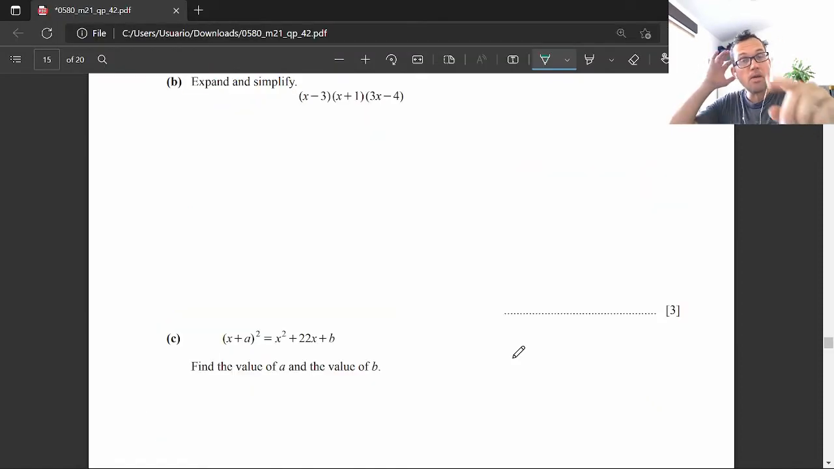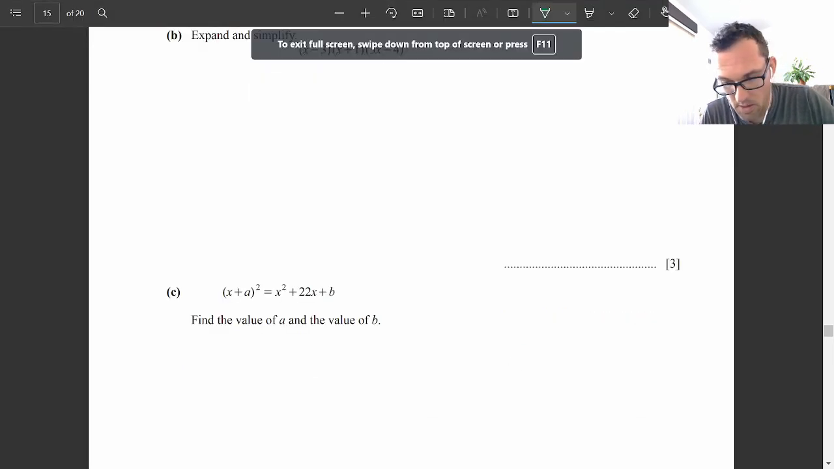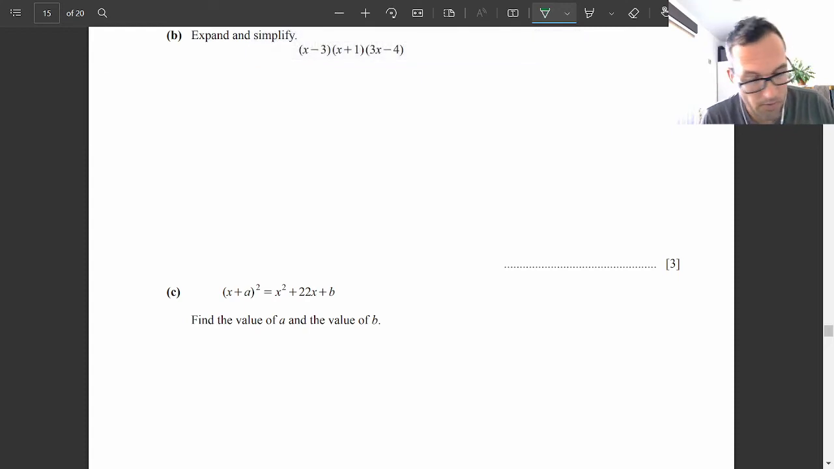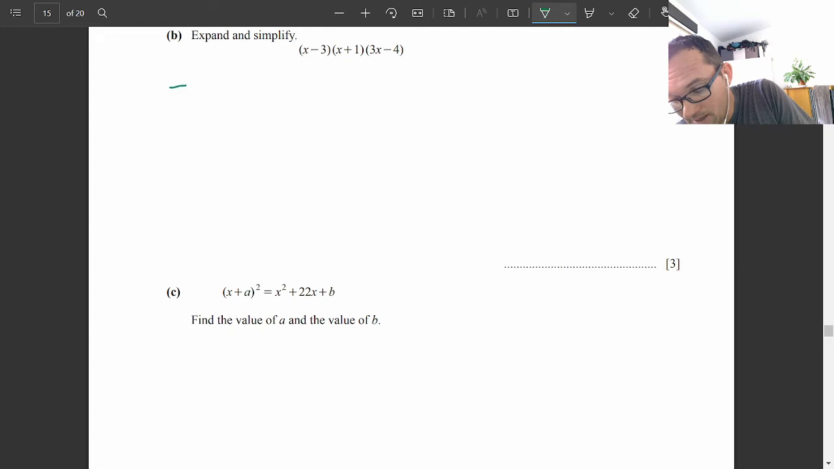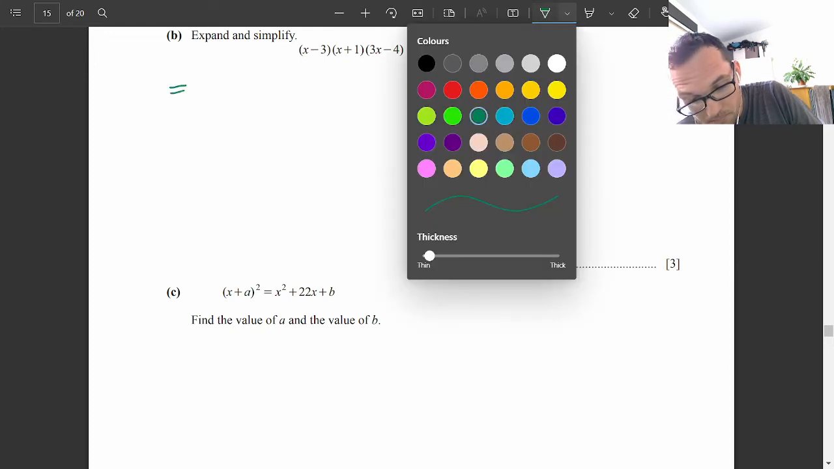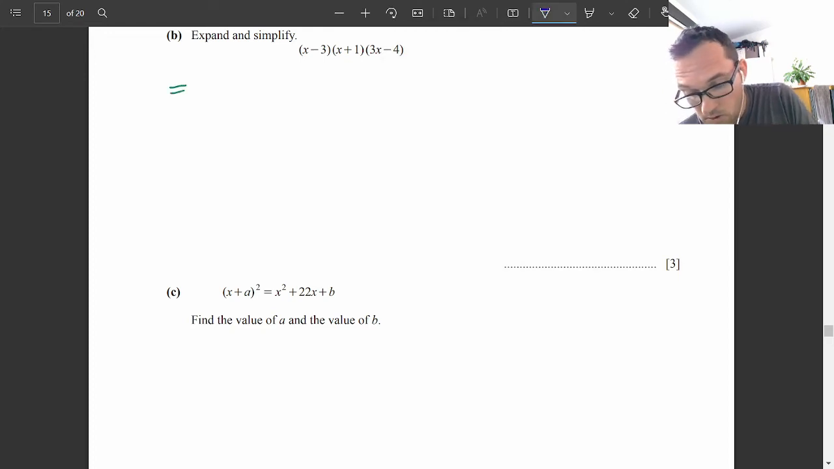Question 9b, we've done factorization, now we do expanding, the opposite. First one is expanding a cubic equation. So expand and simplify x minus 3, x plus 1, 3x minus 4. There are different ways to do this. I'm just going to do it as slowly and thoroughly as possible to make sure we don't make any mistakes.